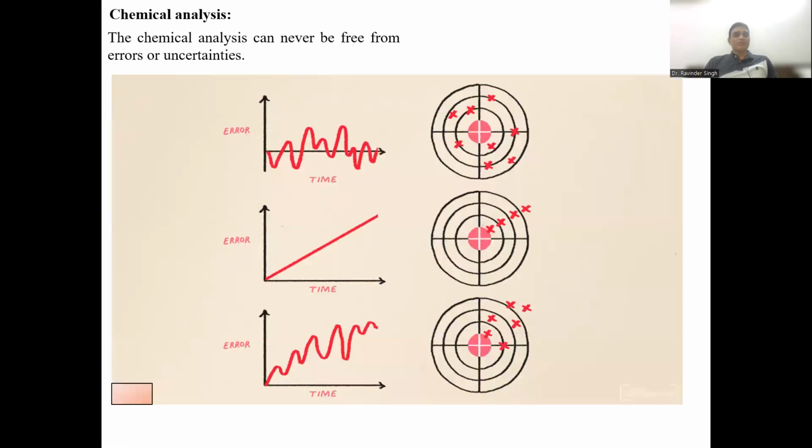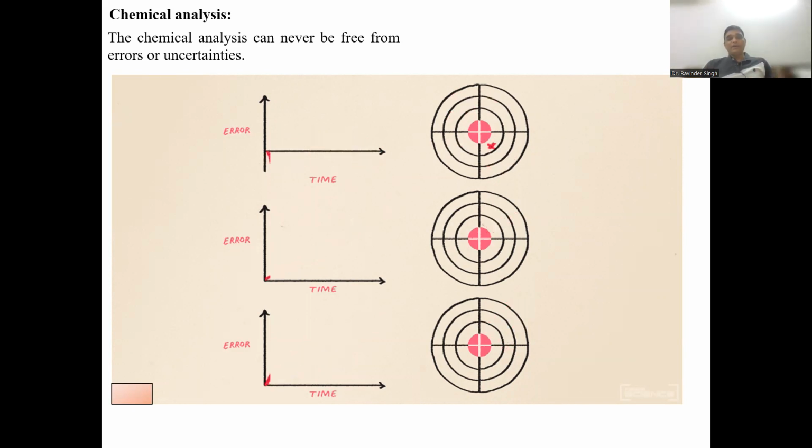In all analysis, whether physical or chemical, they can never be free from errors or uncertainties. You can see in that particular slide, when you hit, the hits occur at different places. The central point is the exact point where we must hit. If we are not hitting that central point, all other hits are errors.